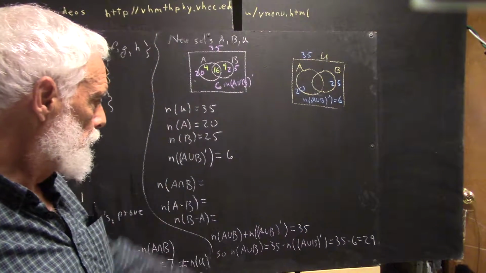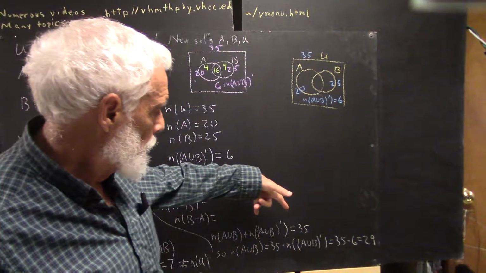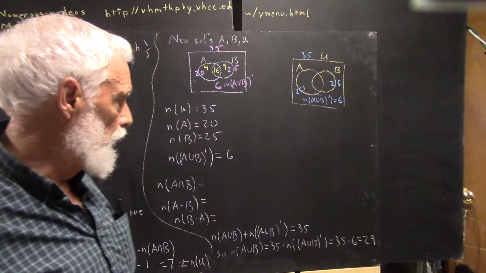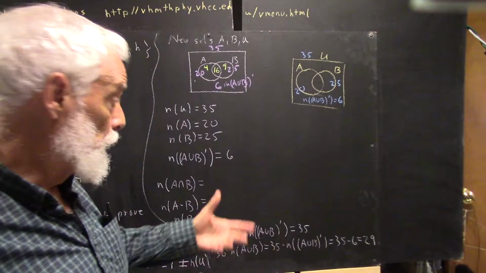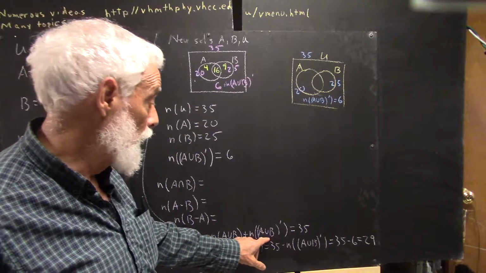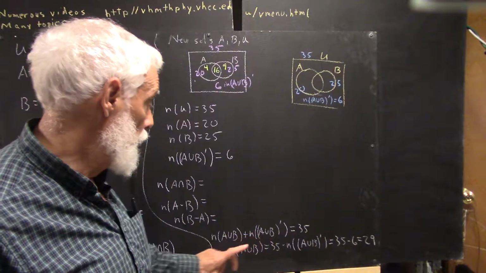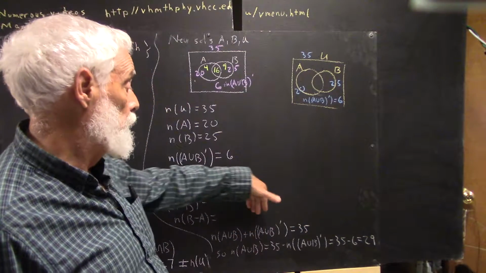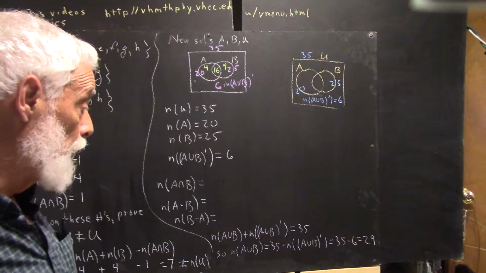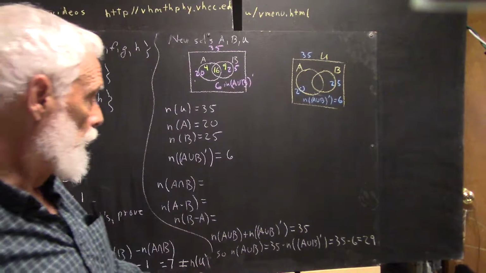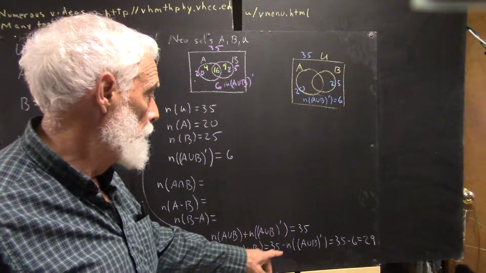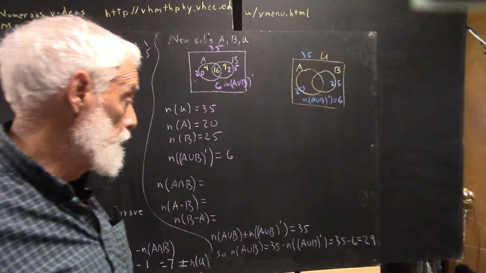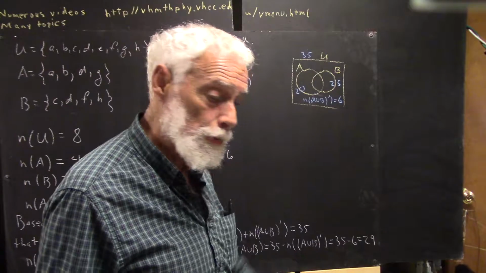the picture. Just saying, number in A union B plus the number in A union B prime has to be 35, because within the universe, everything outside of A union B added to everything inside of A union B is everything. So that these 2 numbers have to add up to 35. It follows then that the number in A union B has to be 35 minus the number in A union B prime, which is 35 minus 6, or 29.